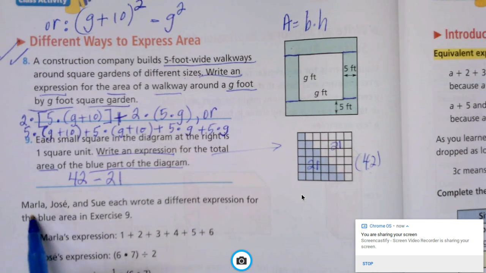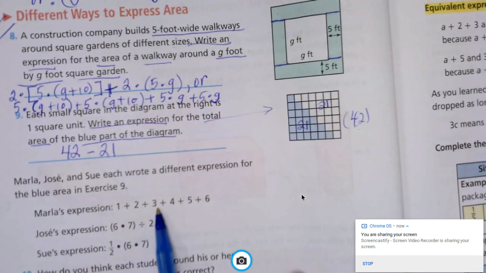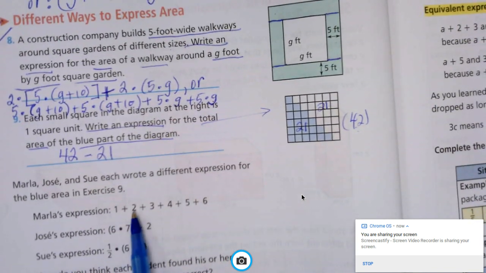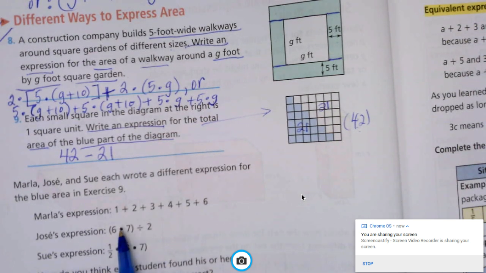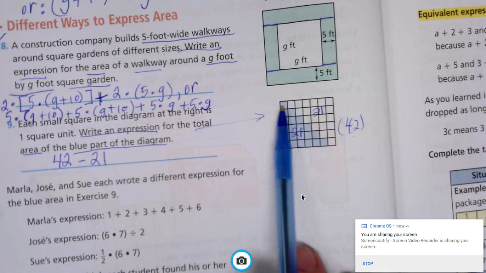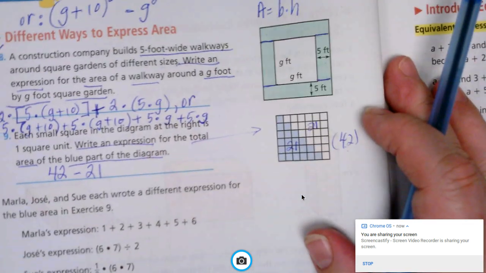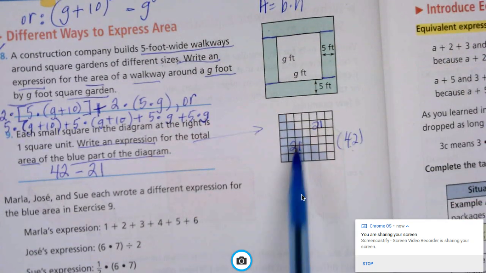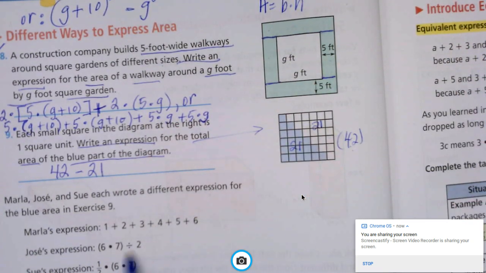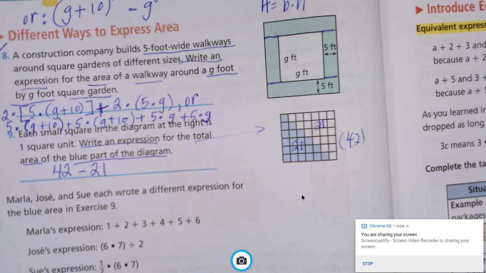Let's look down here now. Marla, Jose, and Sue each wrote a different expression for the blue area. So here's Marla's expression. Oh, she did it the way I was thinking the first time. 1 plus 2 plus 3, 4. Jose's expression is take 6 times 7, which would be the 7 across times the 6. So that's your area equals base times height, right? 6 times 7, but the blue is only half of that. So he said divide by 2.